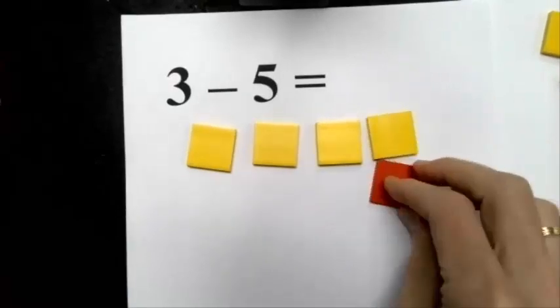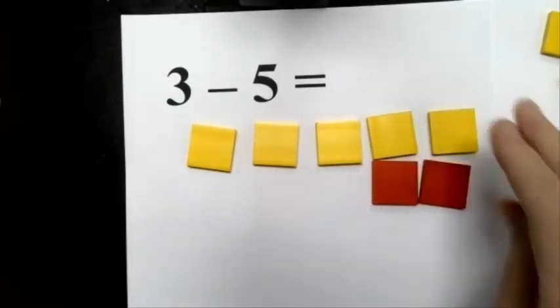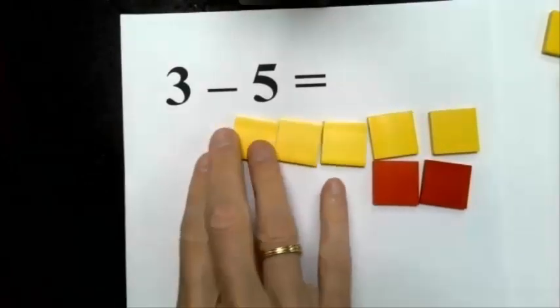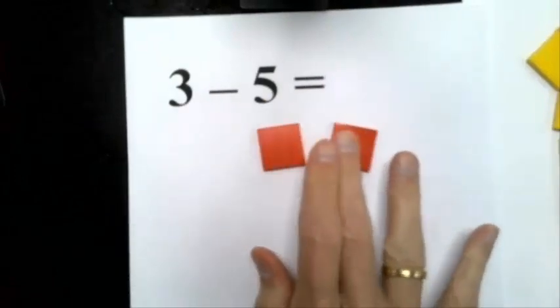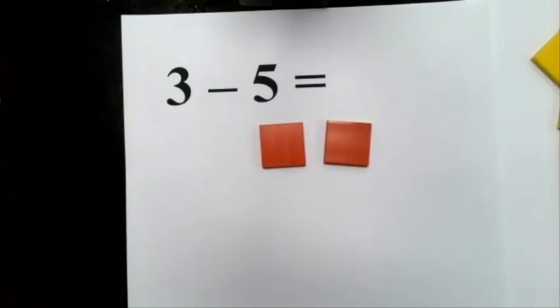So here's one 0 pair, and here's another 0 pair. Now I have 5 that I can remove. I'm going to take away the 5 positive counters. This leaves me with the 2 negative counters. 3 minus 5 is -2.